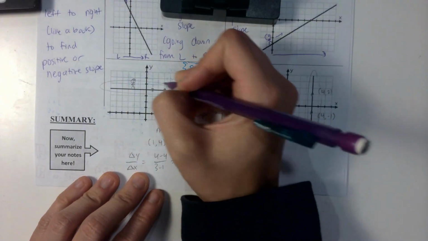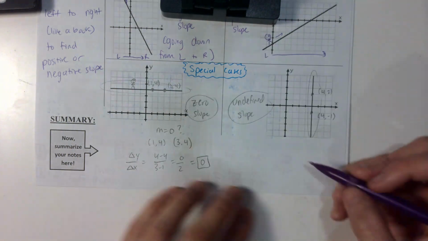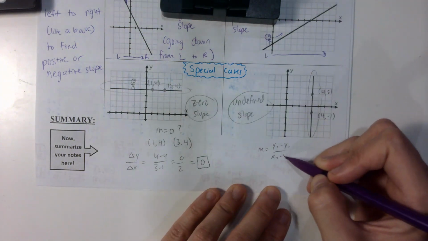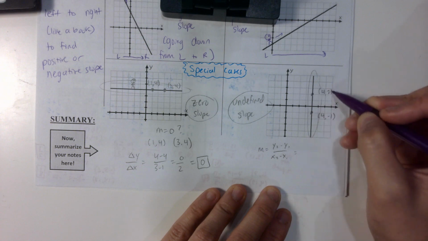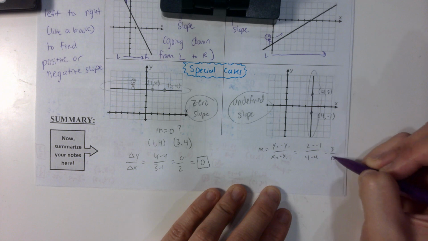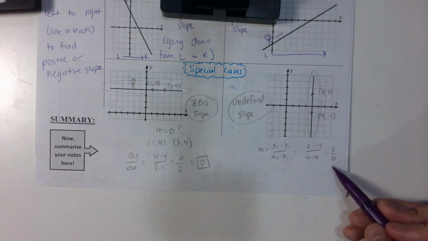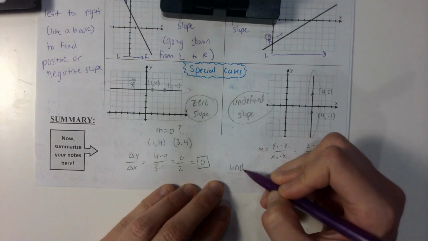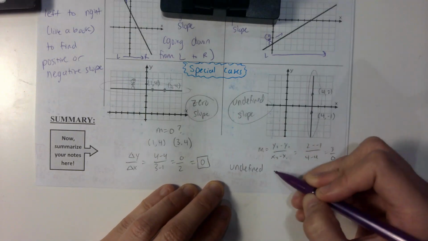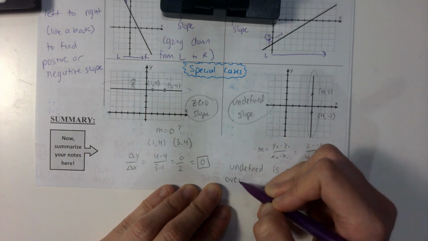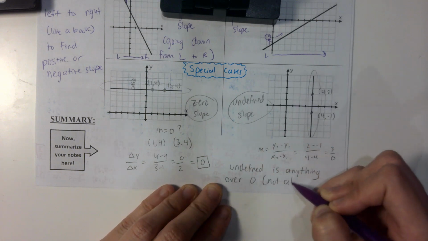3, 4, 1, 4. Okay, so if I was to do my slope, right? y2 minus y1 over x2 minus x1, we get, let's say this is y2, 2 minus negative 1 over 4 minus 4, we get 3 over 0, right? We're not allowed to have anything over 0. That's why it's undefined, right? Anything over 0. Not allowed.